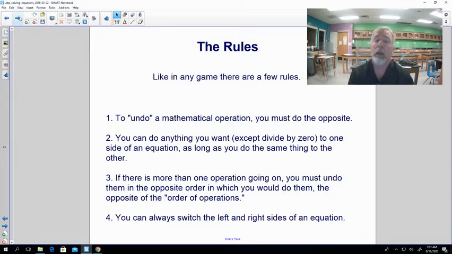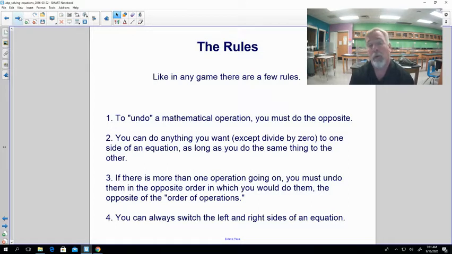Okay. Second rule here is you can do anything you want except divide by 0, right? We can't divide by 0. To one side of the equation, if we divide one side of the equation by x, we have to do the same thing to the other side of the equation. So whatever we do to one side, we have to do to the other. Keep things balanced.